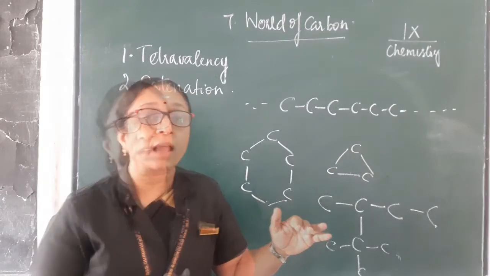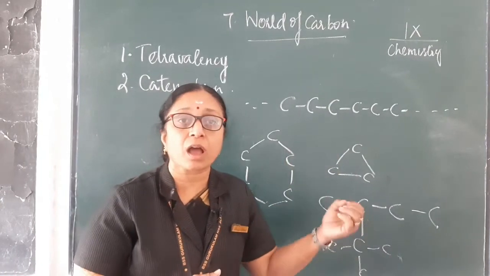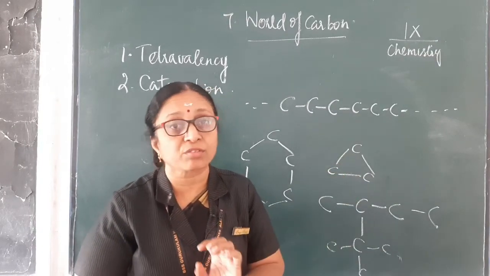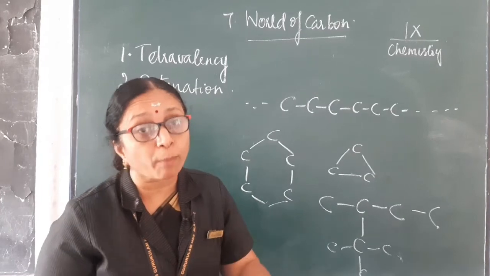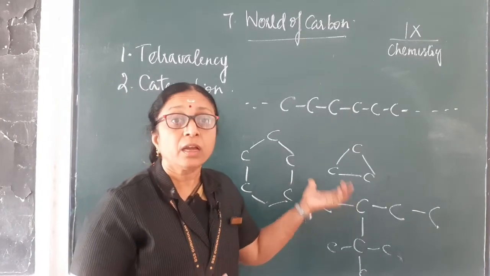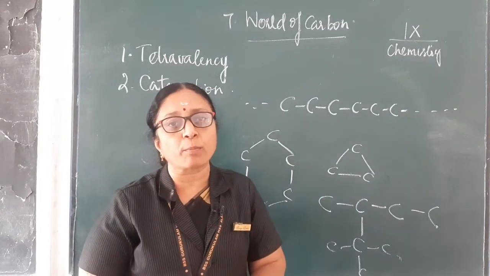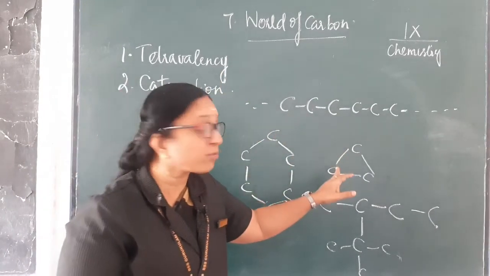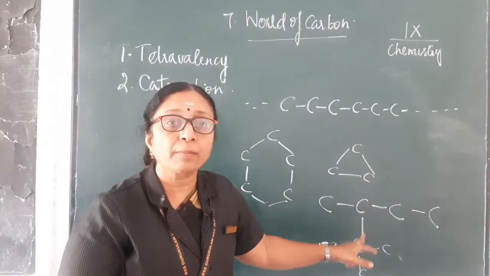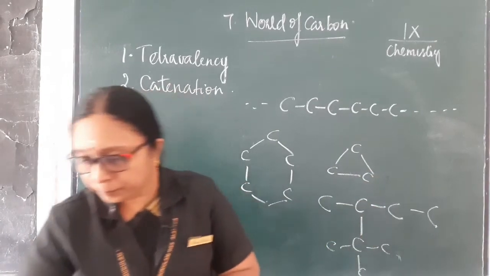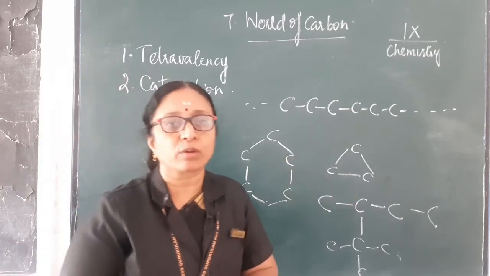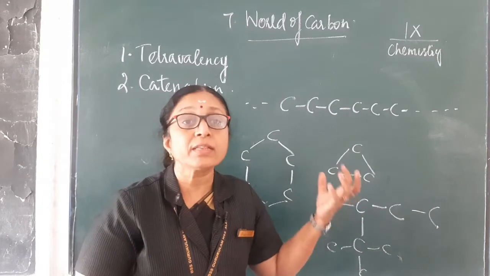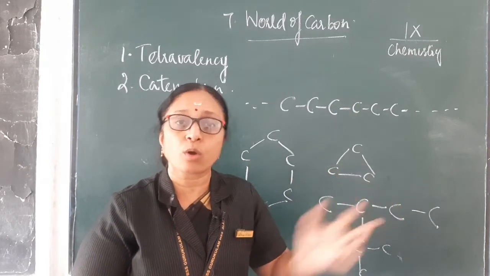So why is all this happening? Because of these properties, carbon forms immense carbon compounds in organic chemistry. Okay, children, what are the properties for the uncountable number of carbon compounds? One is tetravalency, catenation, the ability to form straight, ringed and branched structures, and single, double and triple bonds. These are the 4 properties which contribute to the immense amount of carbon compounds in organic chemistry.